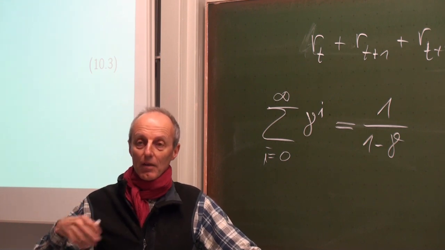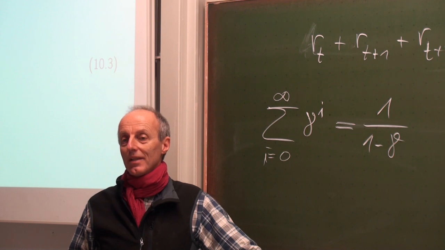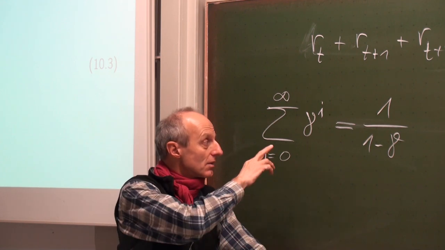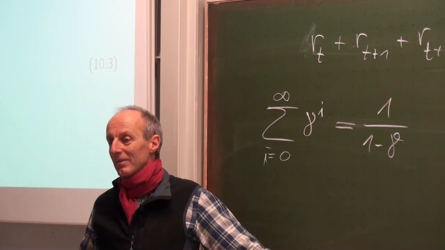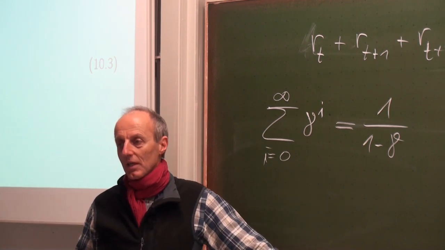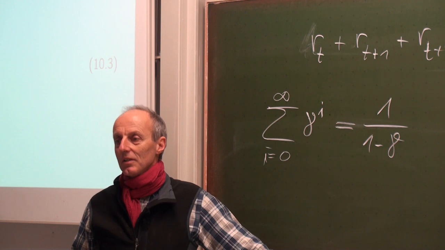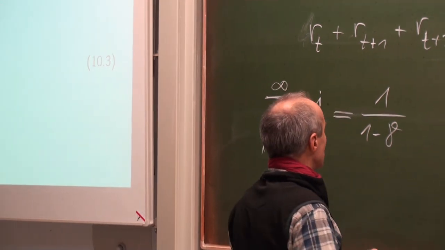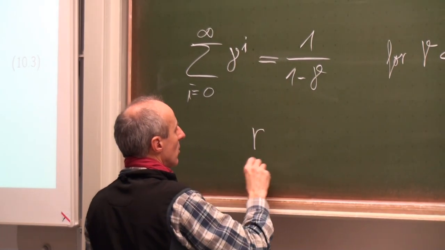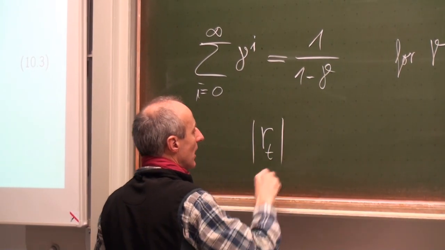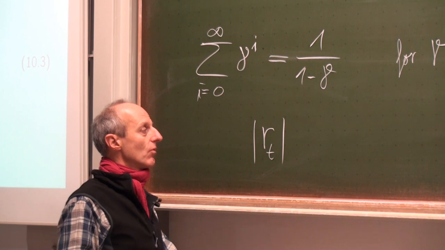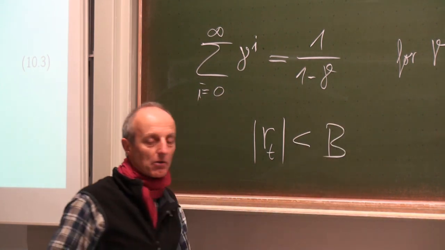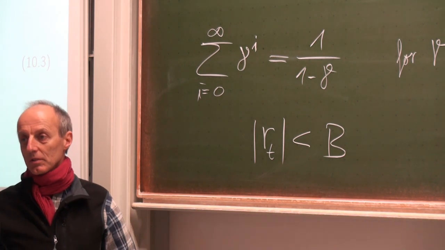Okay, but the other way around. What is our necessary condition on the R's such that the whole sum converges? The condition is the R's have to be bounded. So if all the RT's, the absolute values of our rewards, are smaller than some bound B, then everything is okay.